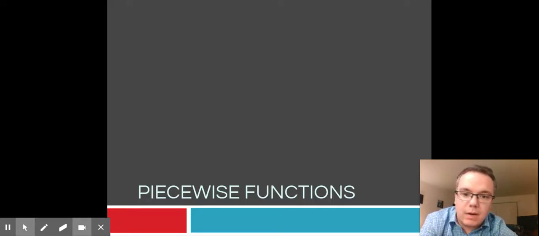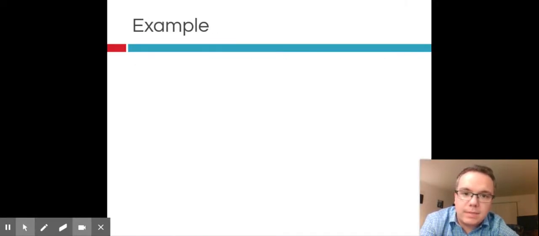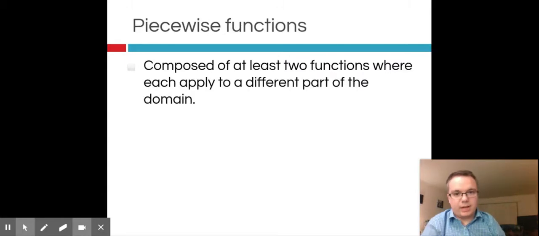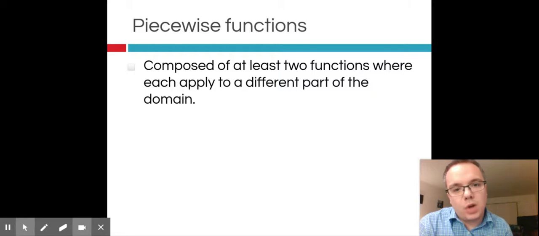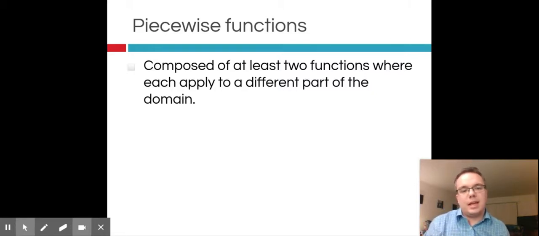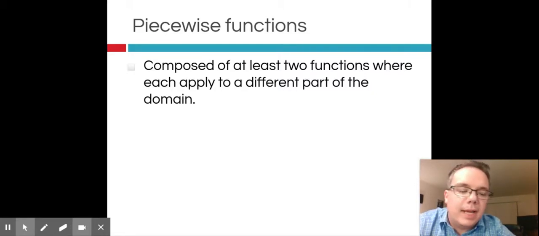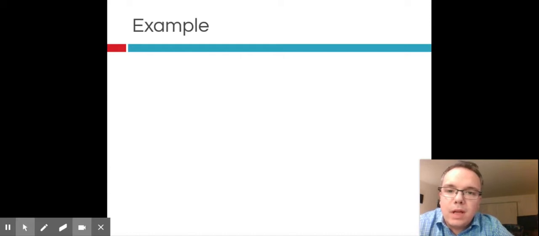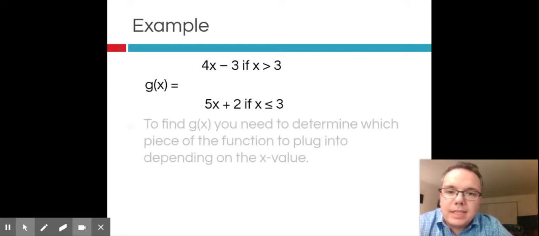All right, so Piecewise Functions are functions that are composed of at least two functions, where each part applies to a different part of the domain. So in class, we're going to have either two parts or three parts, and they're going to tell us "if" something, and that "if" something is going to be the part of the domain that it's a part of. So let's look at this example.